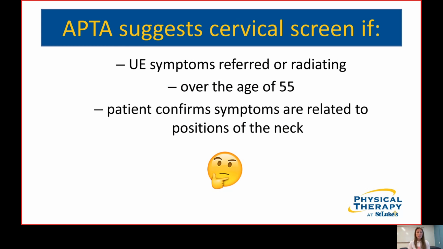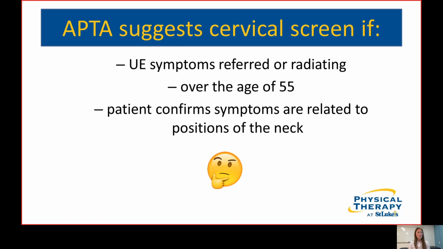So what does the APTA say? They say, let's look at the spine if you have a patient that has upper extremity symptoms that are referred or radiating, if your patient is over the age of 55, or if the patient confirms that symptoms are related to positions of the neck. So our first one, let's go right at it. Are we even asking if symptoms are related to positions of the neck? If we're not asking this, we're leaving fries on our plate, man. We are totally leaving cards unturned. This is a great question to ask.